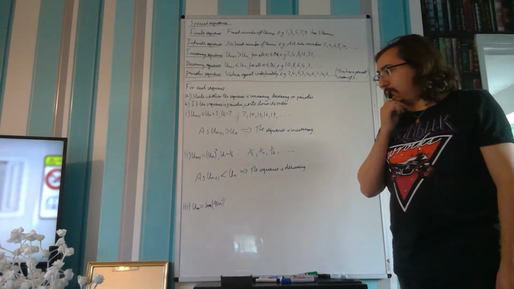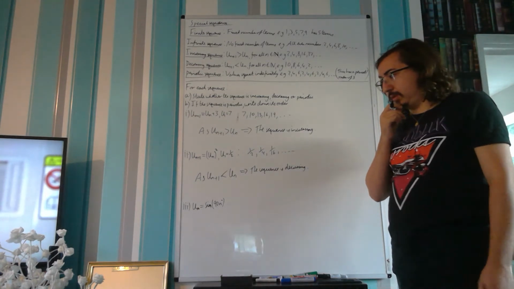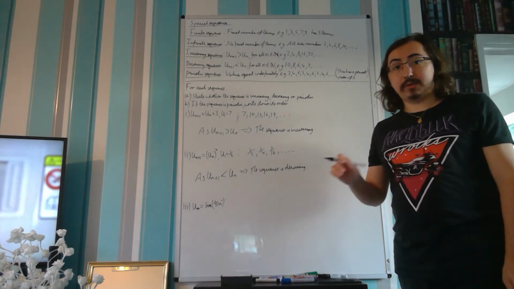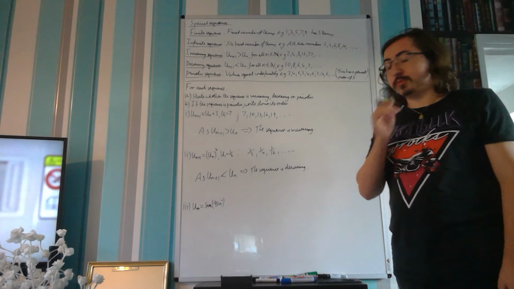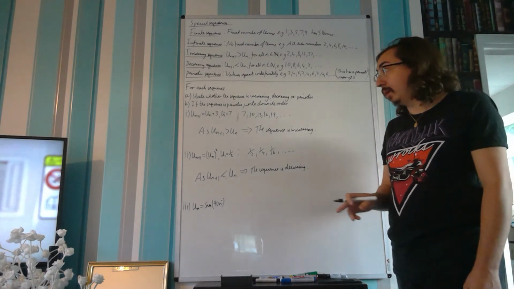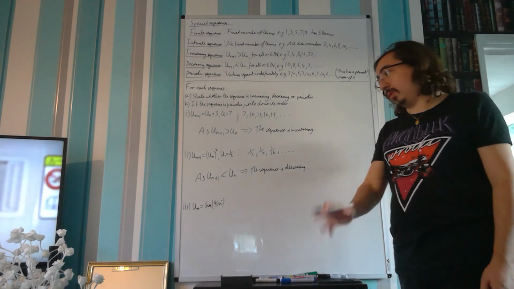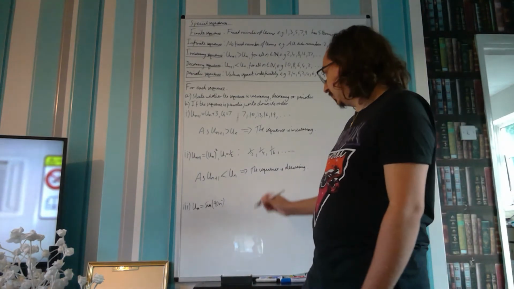Let's then look at our final sequence. We're given u n equals sine of 90n degrees. So we're looking at degrees for this, so just be careful if you're substituting in. Now again, our n is a natural number, so 1, 2, 3, 4, and so on.